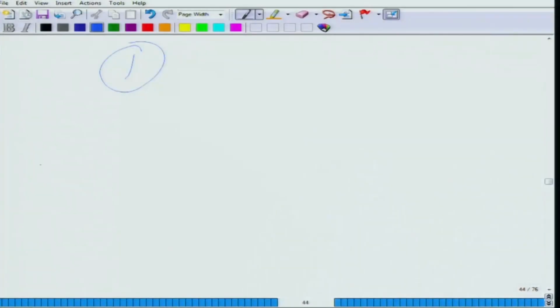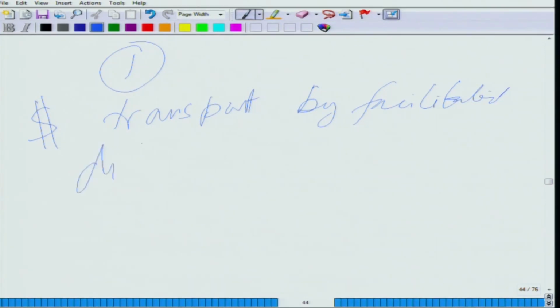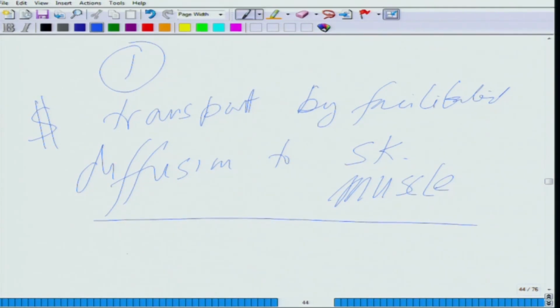So, the first thing it does is stimulate transport by facilitated diffusion to skeletal muscle, where you need a lot of energy, okay, and to adipose tissue, that is in your buttocks and all other places where there is a lot of adipose tissue.